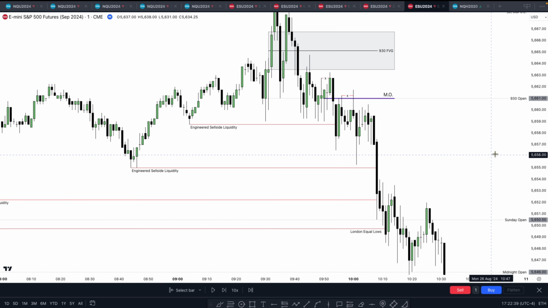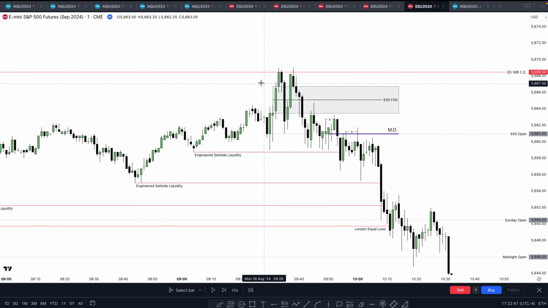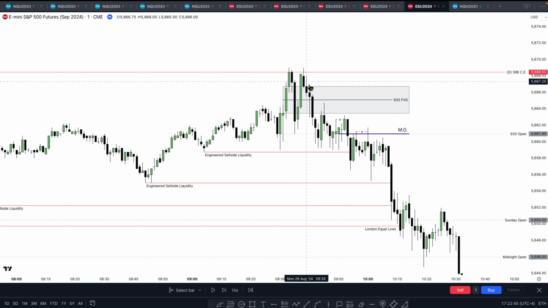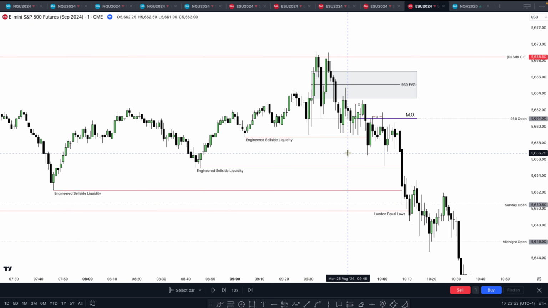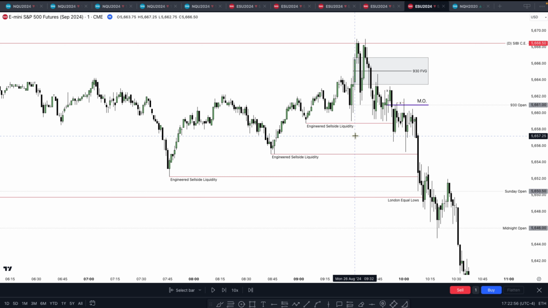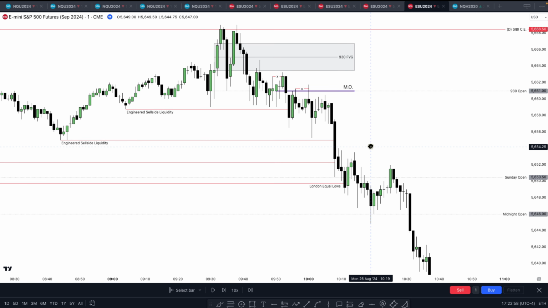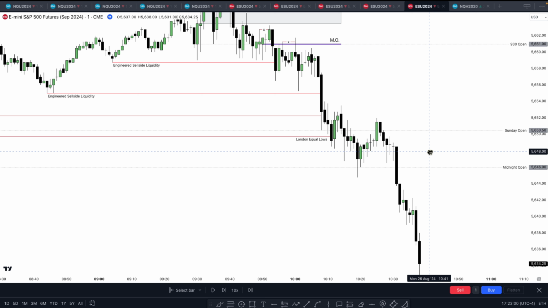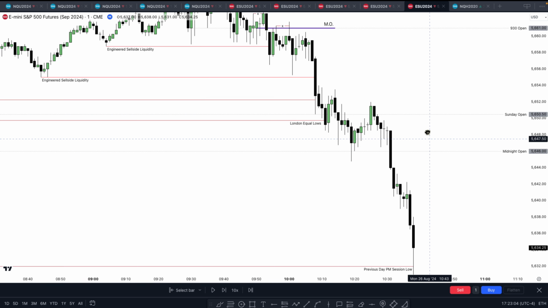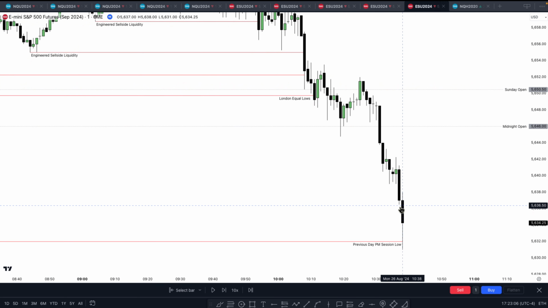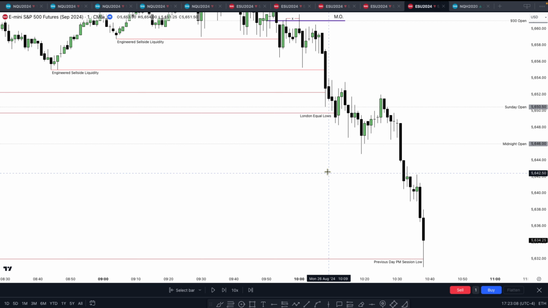And what do we see it do? After the manipulation has taken place into a higher time frame key reference point and price is showing you it's closing back below these lower time frame significant inefficiencies, okay, in today's case it is the 930 fair value gap, we see price attack our engineered sell side liquidity pools, okay? And where are we distributing? Back down below 930 opening price, back down below Sunday opening price, back down below midnight opening price, down to previous day PM session low.